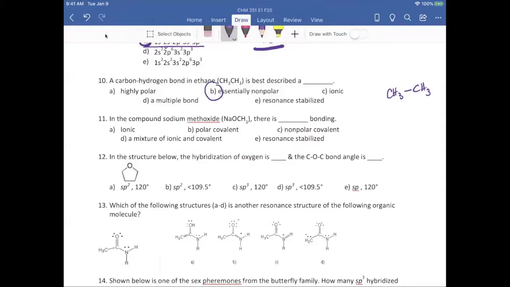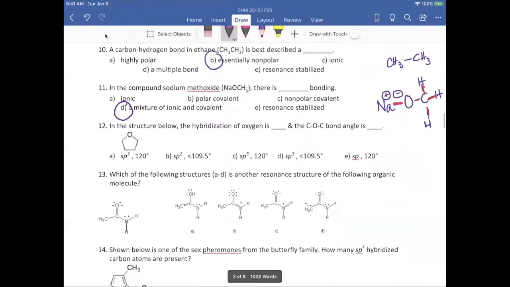The compound sodium methoxide looks like this, Na, and then we have O, CH3, and this oxygen has a negative charge and the sodium has a positive charge. And so right there you see is the ionic interaction, and then each one of these is going to be a covalent bond. And so the answer to this question is that it actually has a mixture of covalent and ionic.